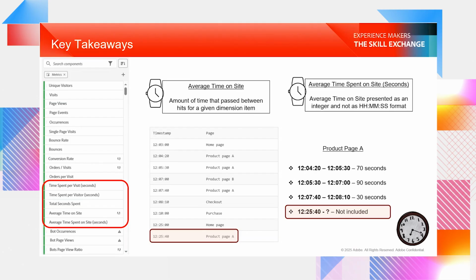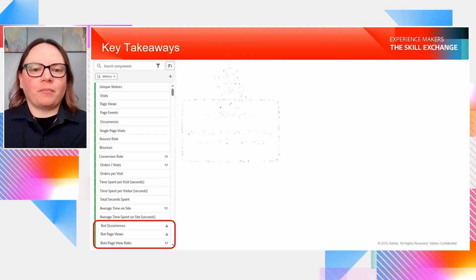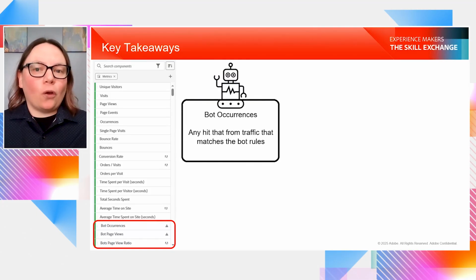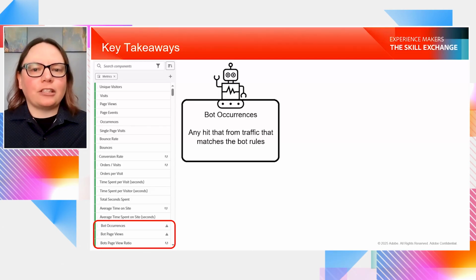Now, finally, we're going to talk about bot metrics. Bot traffic can be annoying to deal with. Fortunately, Adobe has some default bot detection rules that it runs and filters out this traffic for you. So these bots don't appear in your regular reporting, but they do still count against your hit budget. So it can be useful to know how much traffic they're generating.